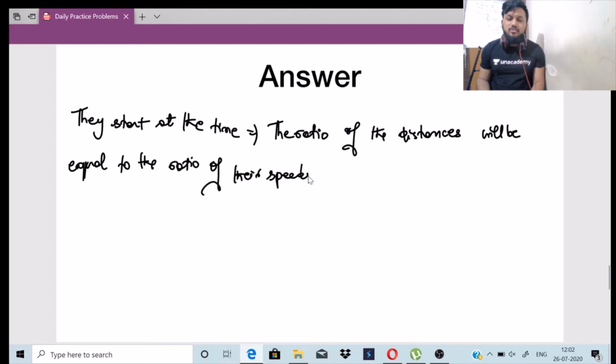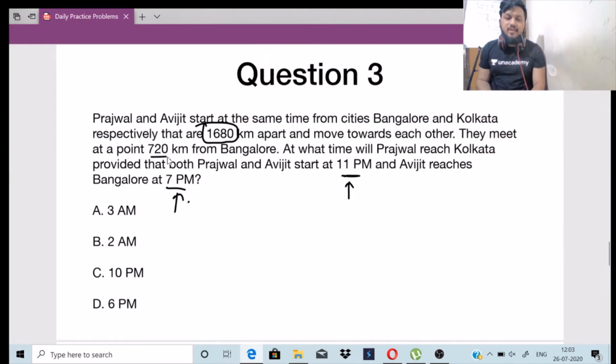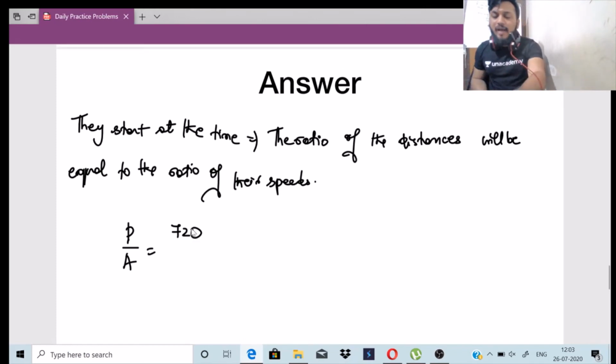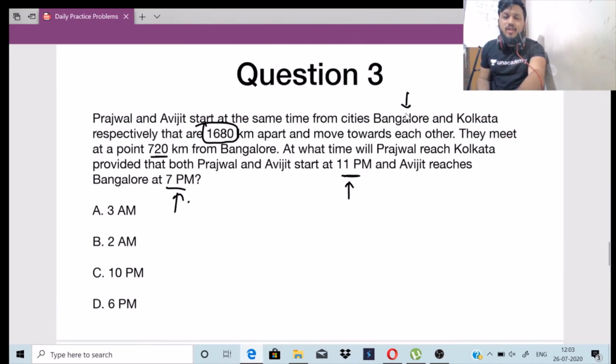ठीक है, तो ये लॉ इधर अप्लाई होगा, राइट. So let us take the ratio of both of them. We do not know the speeds, so let us take Prajwal speed and Avijit speed, but we do know the distance between them, which is 720 kilometer and 1680 kilometer. So 720 from Bangalore. कौन Bangalore से start कर रहा है इधर? Prajwal जो है Bangalore से start कर रहा है. So this distance I'll take from Bangalore, so it will be for Prajwal.